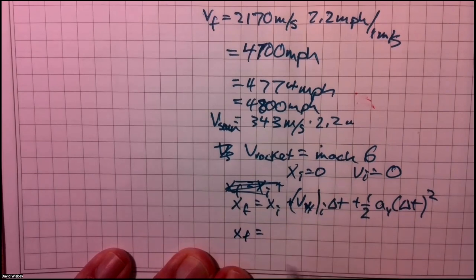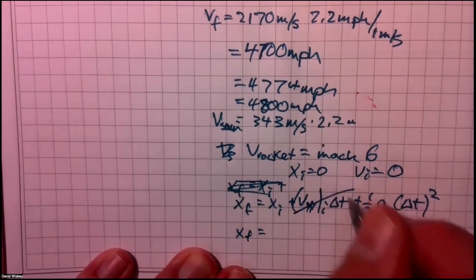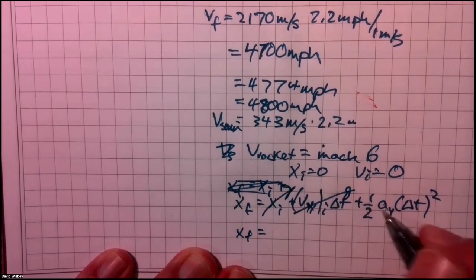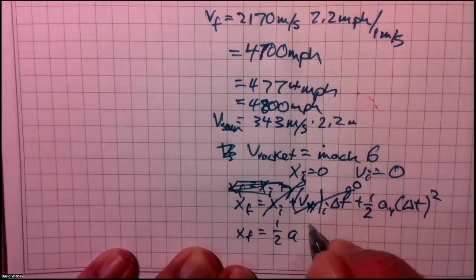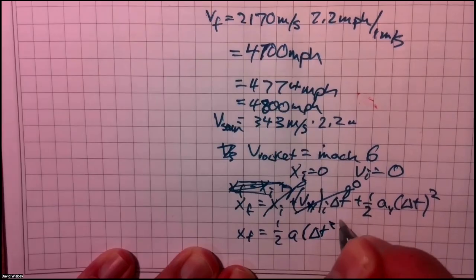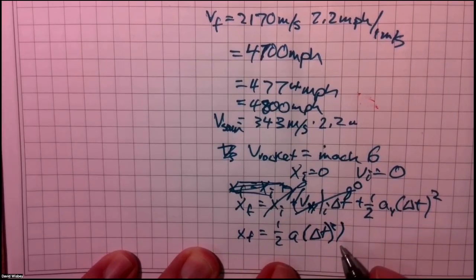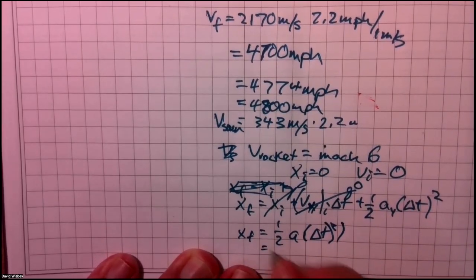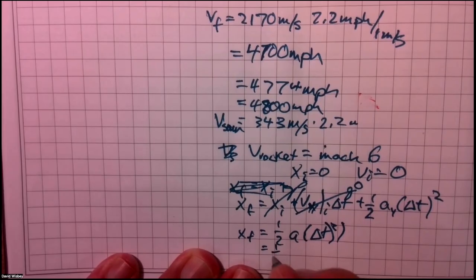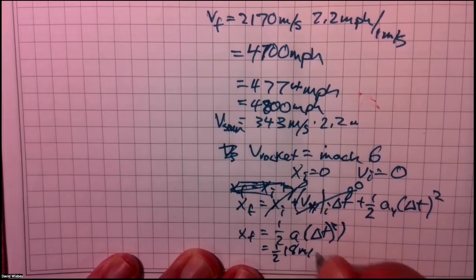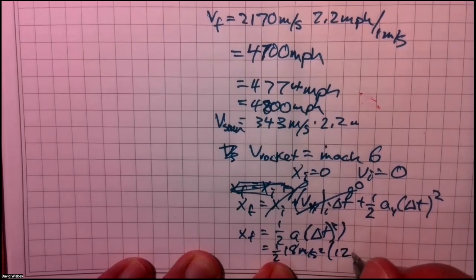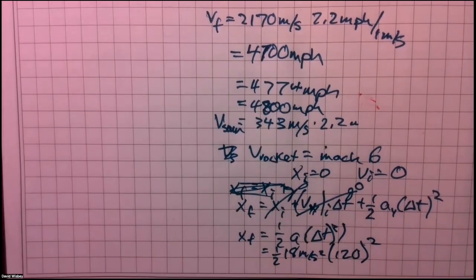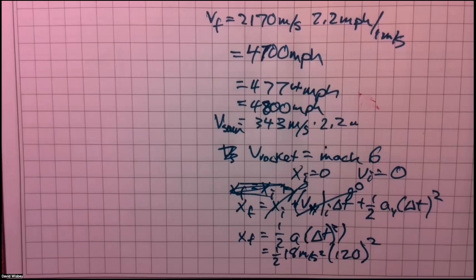Okay, so how far did we travel? This term's going to go to 0. This term's going to go to 0. So we just have 1 half a times delta t squared. And so after 120 seconds, we're going to have 1 half times 18 meters per second squared times 120 squared. Alrighty, let's put that into MATLAB.